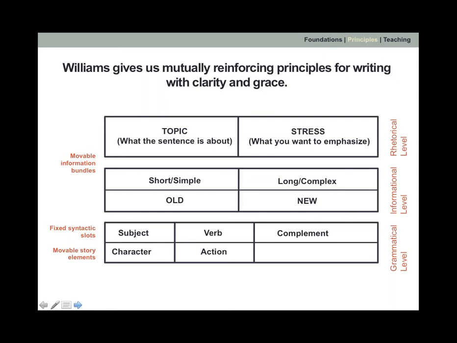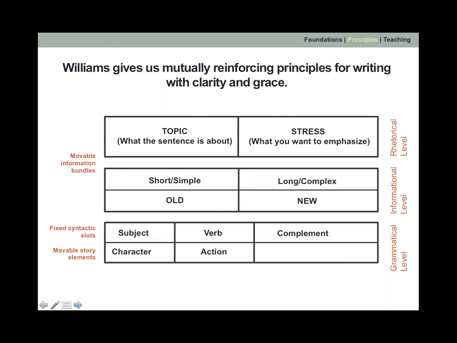We also have an informational level, and if we organize our sentences so that short information precedes long information, we will allow our readers to understand our sentences more effectively. And then finally, we have what I call the rhetorical level, which is: what are you trying to get your readers to focus on? How are you directing your readers' attention? How do you want to shape their interpretations? And here we have topical information, framing information, coming before information that you want to stress or emphasize. Right. So that's how the system works together.